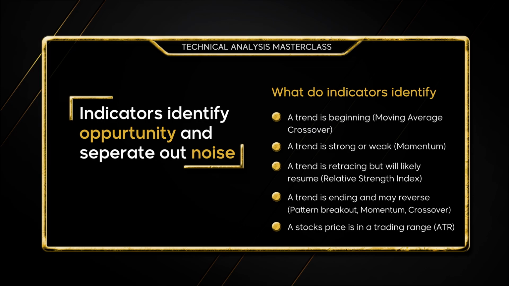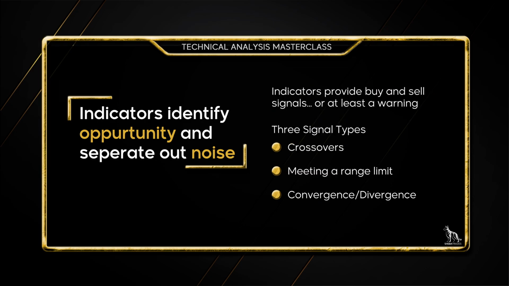So you can see we have different ways to use these indicators to help us decide what we want to do. Ultimately, indicators are designed to provide us buy and sell signals, or at least a warning that something might be happening, to help us be better traders, better investors, and make better decisions overall. If you look at these different types of signals, buy or sell signals or warnings, there are really three broad types: crossovers, meeting a range limit, or things converging or diverging.